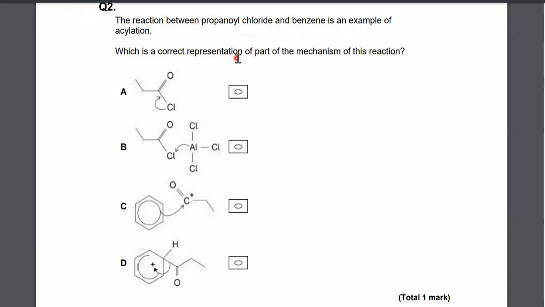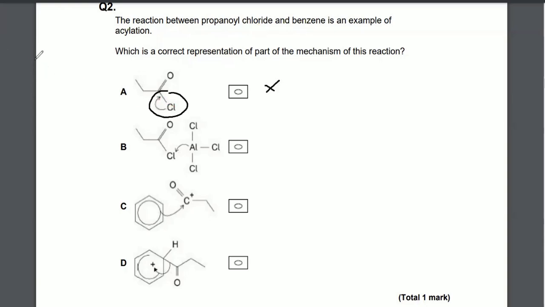The reaction between propanoyl chloride and benzene is an example of acylation. Which is the correct representation of part of the mechanism of this reaction? Okay, so look at A. First of all, we're looking at the reaction of propanoyl chloride and benzene and just any part of that mechanism.